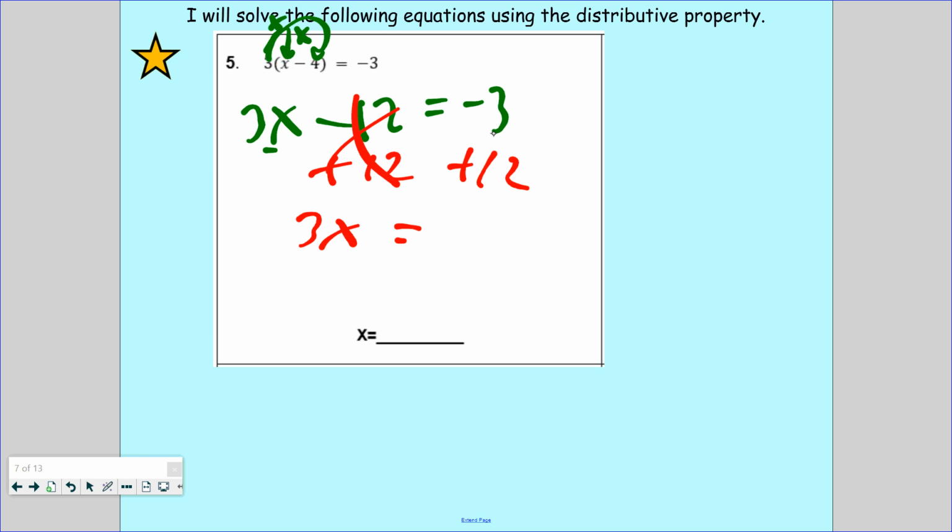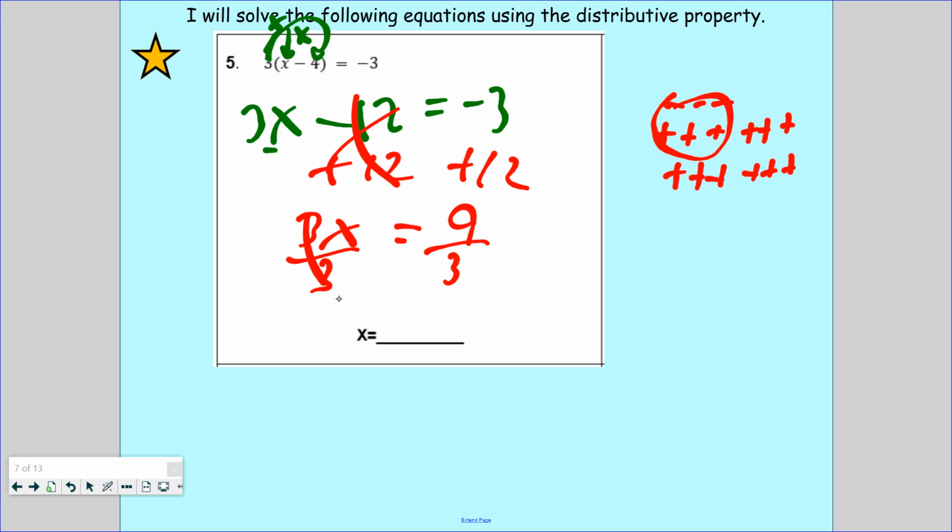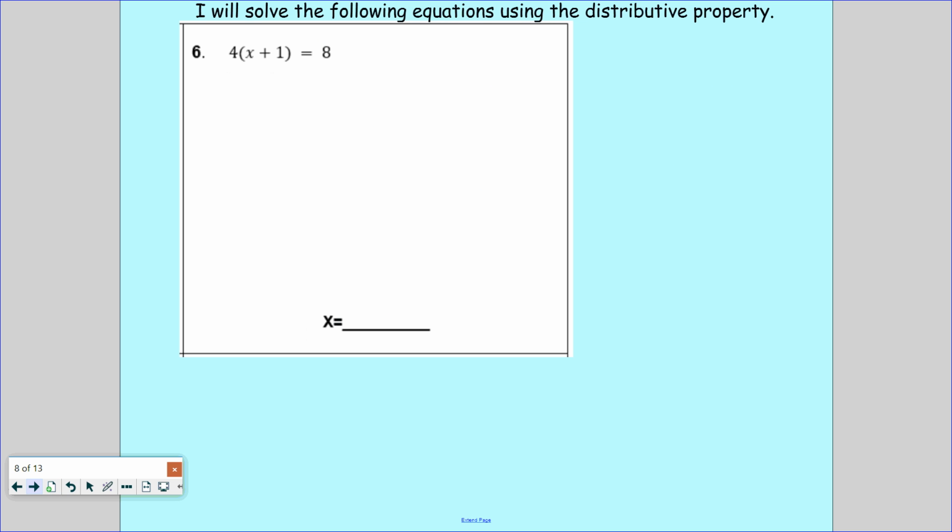So 3x equals 9. Because 3 negatives: 1, 2, 3, and 12 positive. The 0 pairs out. So you have 9. I have 9 positive. I need to divide among the 3 x's. So x equals 3. Number 6, please do this one on your own.